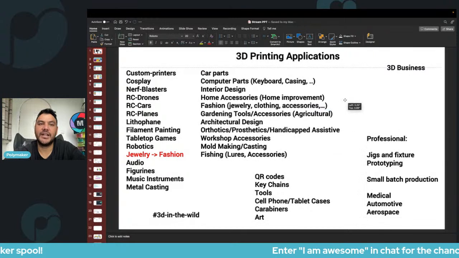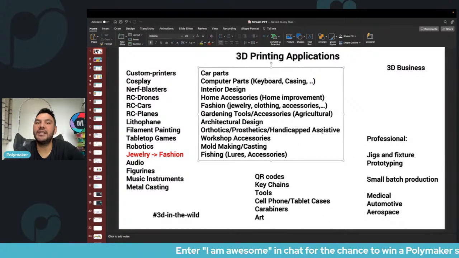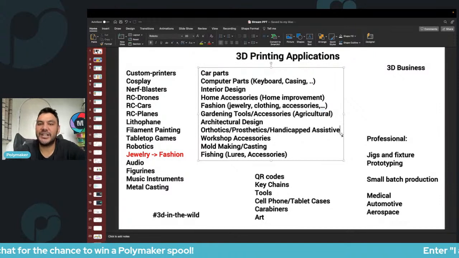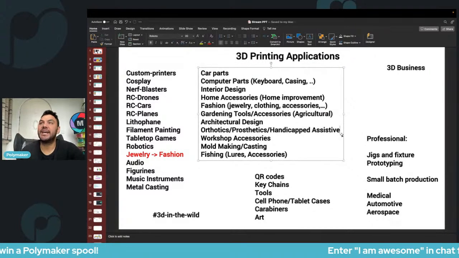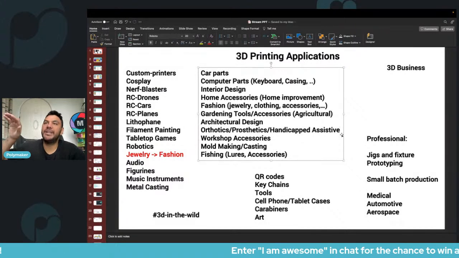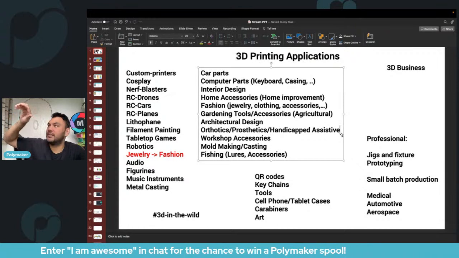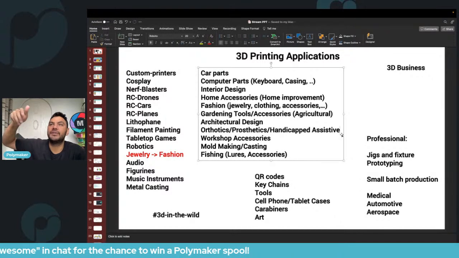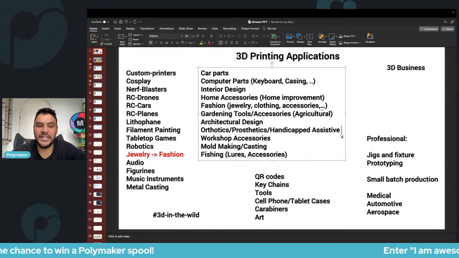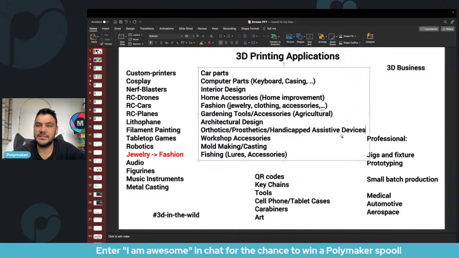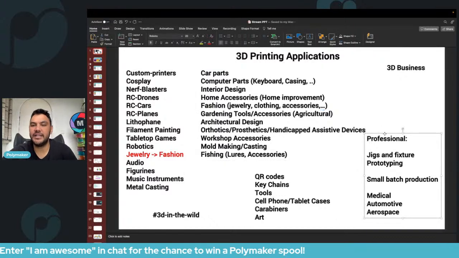That's a good idea. I've seen someone in a wheelchair who printed a cup holder that could fit on his wheelchair. He also had a kind of brake, so when he doesn't move, it goes into the wheel and then the wheel cannot move. So that's a good idea. Handicap assistive device is okay. Yeah, good idea.